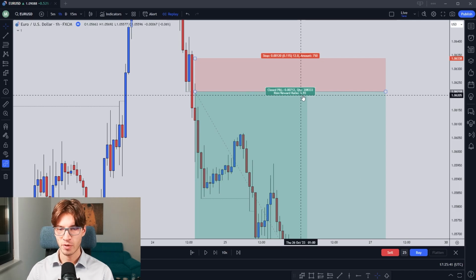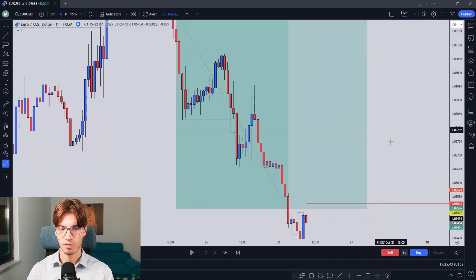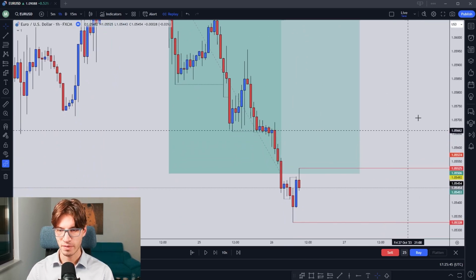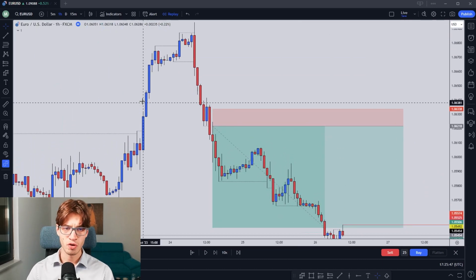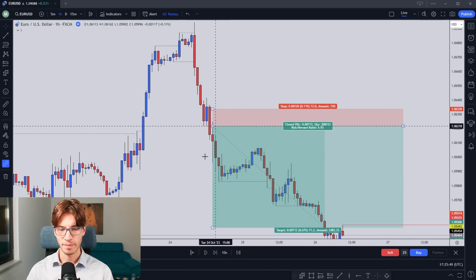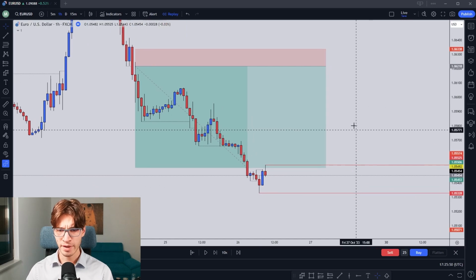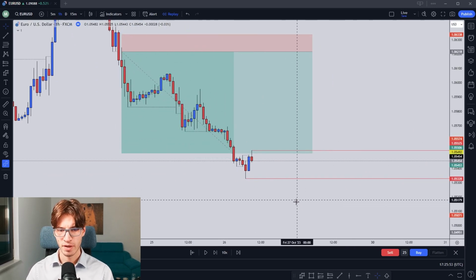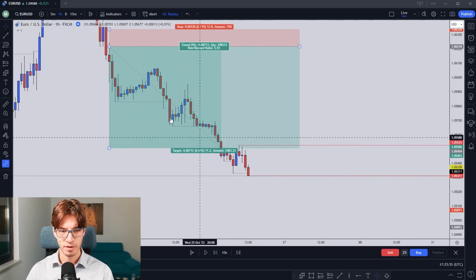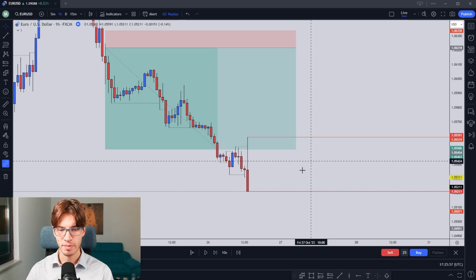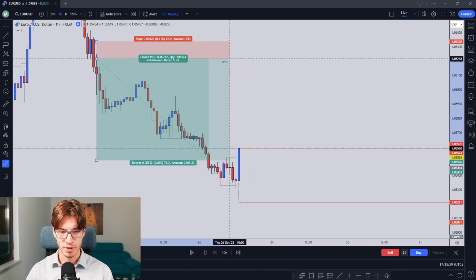This was a 5.93% winner. Very, very nice setup. Very, very nice trade. Super high probability per price action. And managed to squeeze out a very, very nice percentage. Let's keep following the price. Let's see if we get another setup.